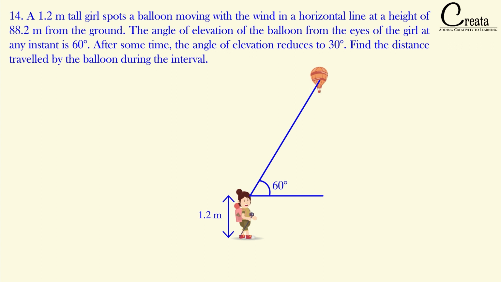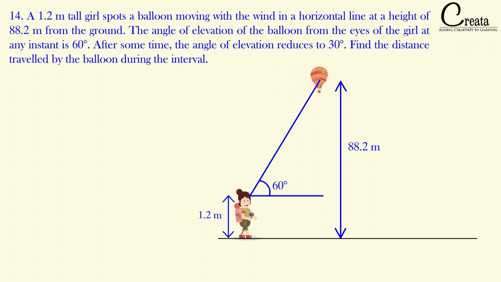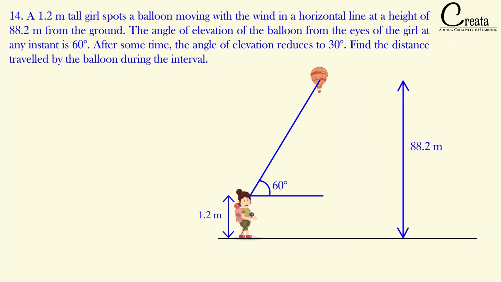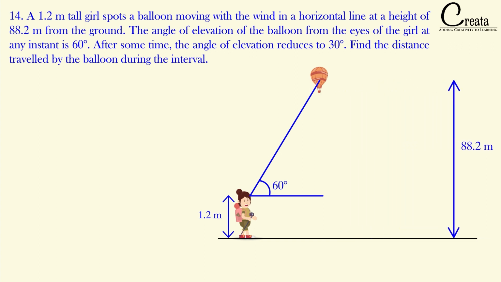The balloon is flying at a height of 88.2 meters from the ground and the height of the girl is 1.2 meters. Further, after some time the balloon has traveled some distance and now again the girl is looking at the balloon. Now the angle of elevation has changed to 30 degrees. Initially at the first point the angle of elevation is 60 degrees. After some time the balloon has traveled some distance. Now the angle of elevation has reduced to 30 degrees. Got it? This is the scenario.